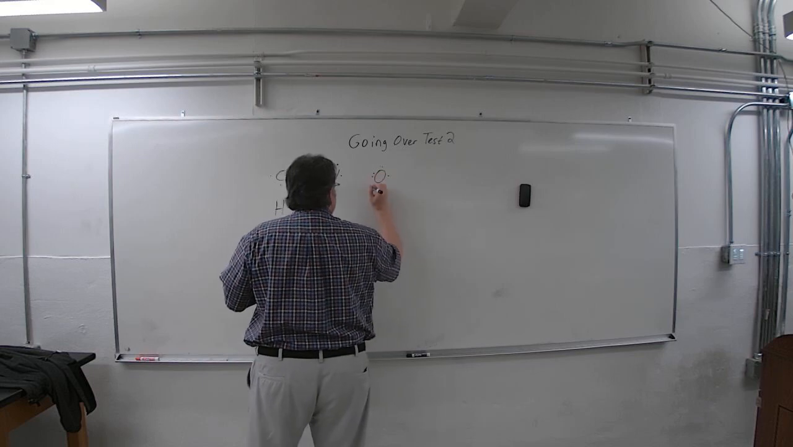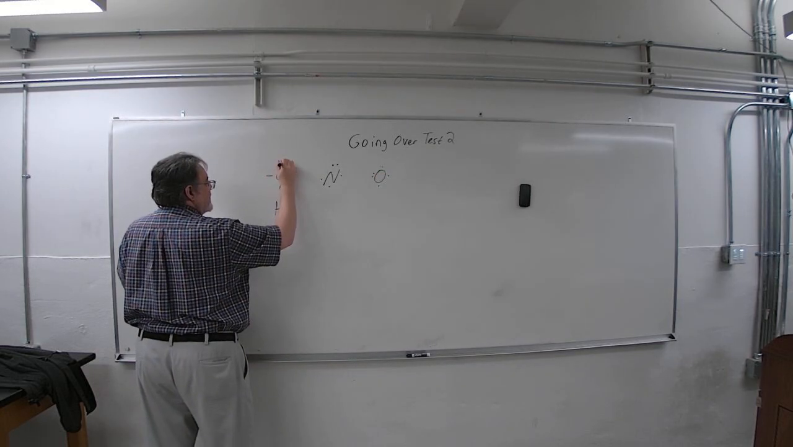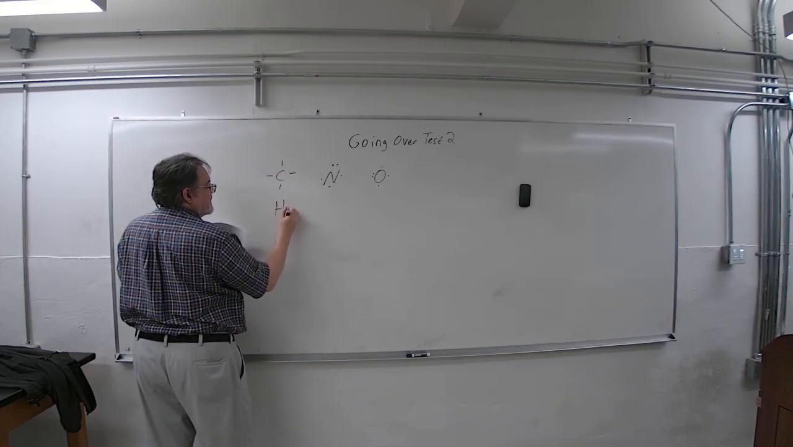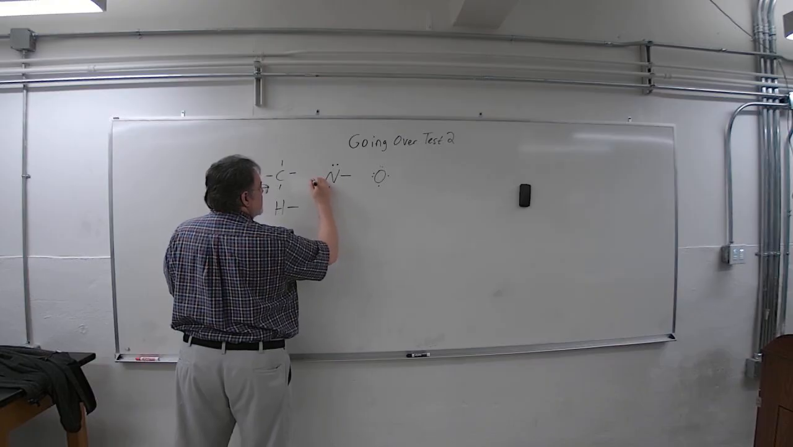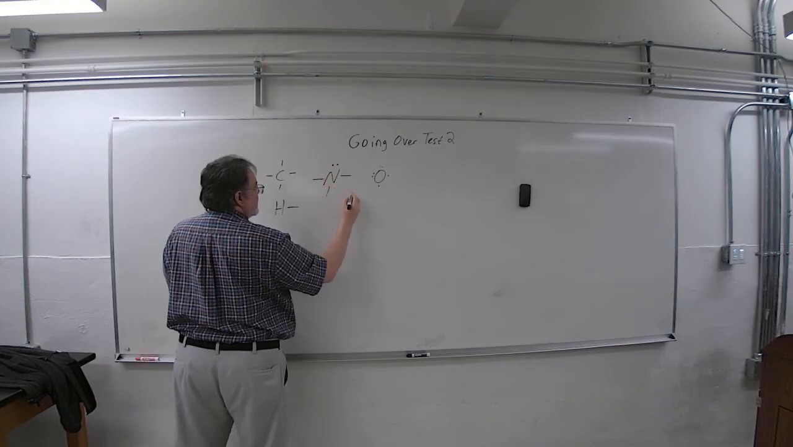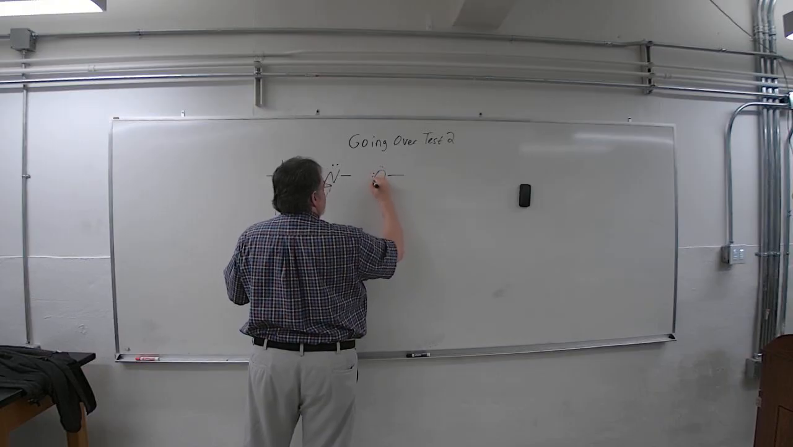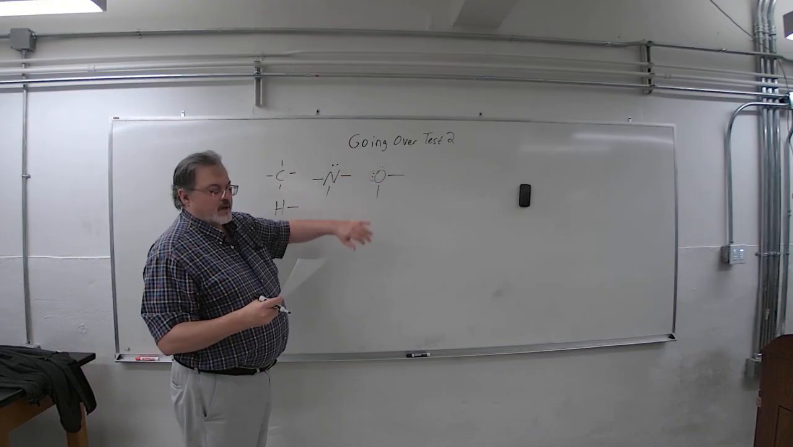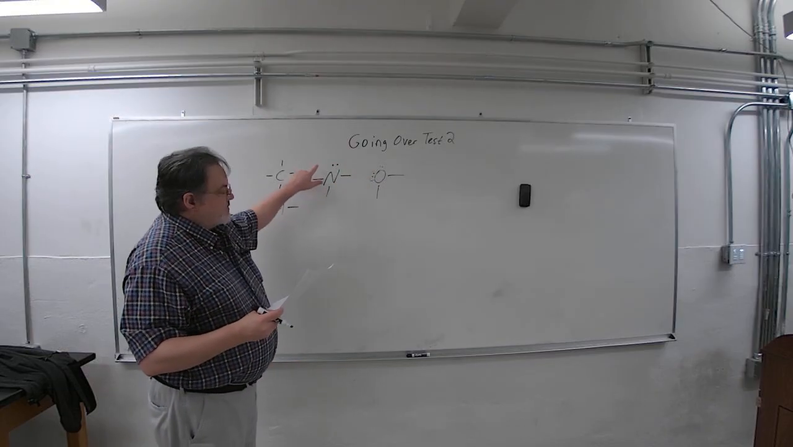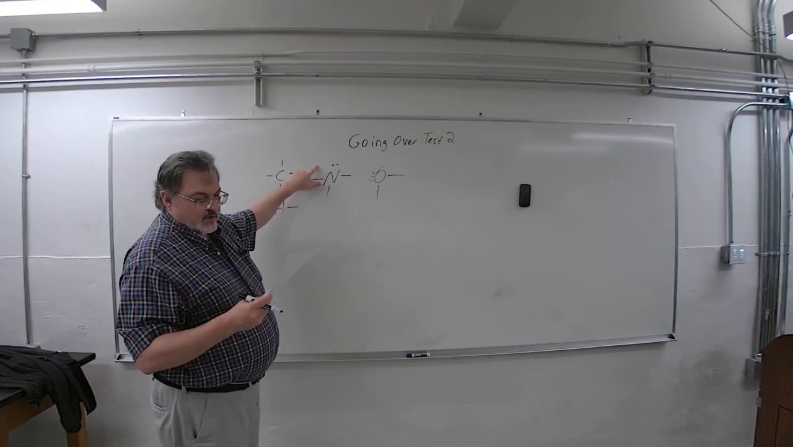So if you do the Lewis structure for each one of these, carbon makes 4 bonds, it has no lone pairs. Hydrogen makes 1 bond, it has no lone pairs. Nitrogen makes 3 bonds, and it has 1 lone pair on it. Oxygen makes 2 bonds, and it has 2 lone pairs. So all the oxygens there should have 2 lone pairs. All the nitrogens should have 1 lone pair. There's only 1 nitrogen, and that's it.